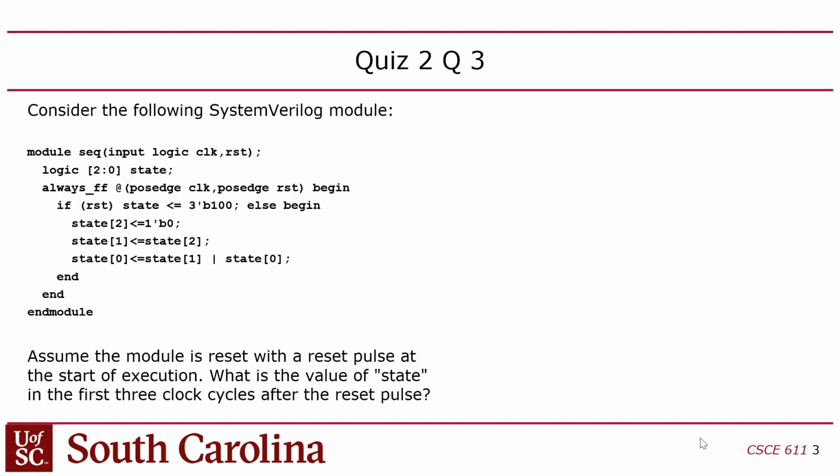Question 3, consider another Verilog module. Assume the module is reset with a reset pulse at the start of execution. What is the value of state in the first 3 cycles after the reset pulse? Okay, this one's a little trickier. First of all, you've got an always_ff that will respond to a positive edge on clock or reset. That means reset is asynchronous. You can reset this thing without a clock edge. And when you do reset, the state will become 1, 0, 0. If reset is low and you get a clock edge, then you will change the state.